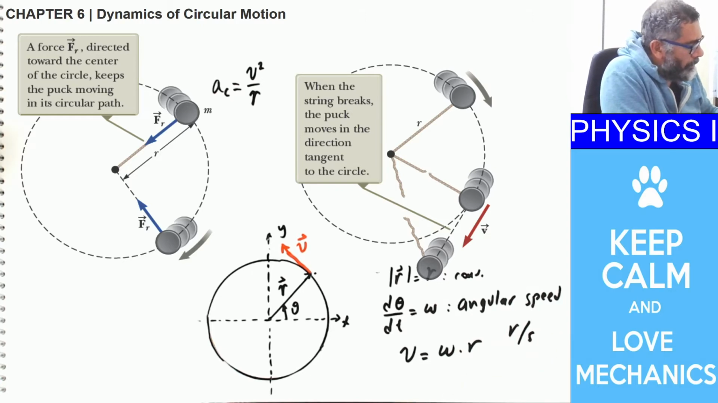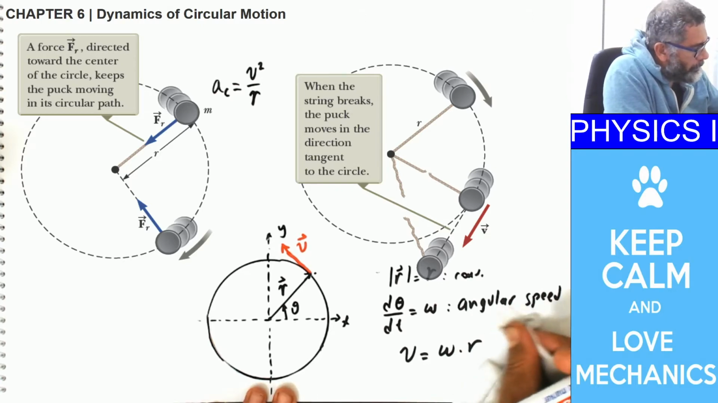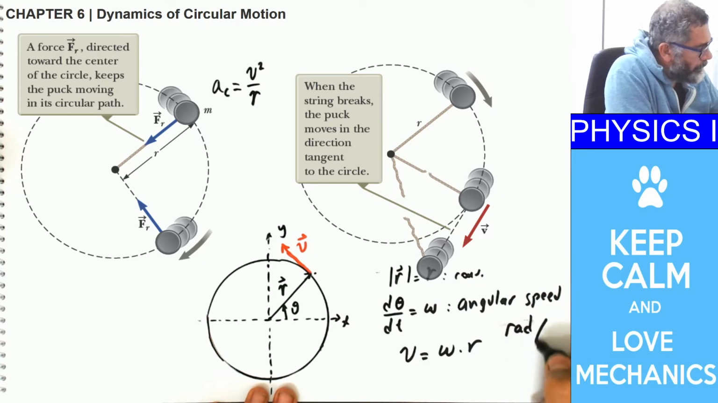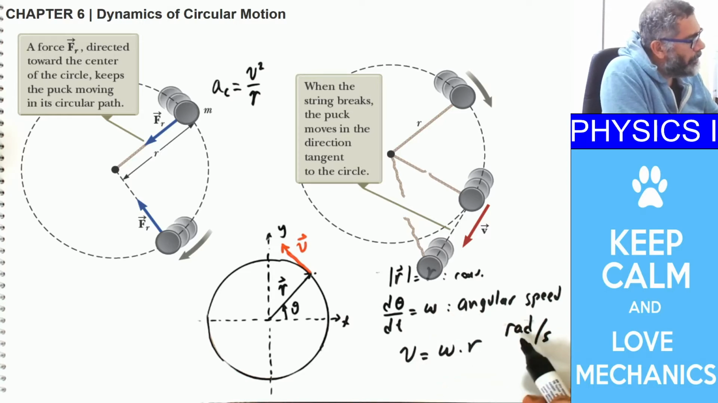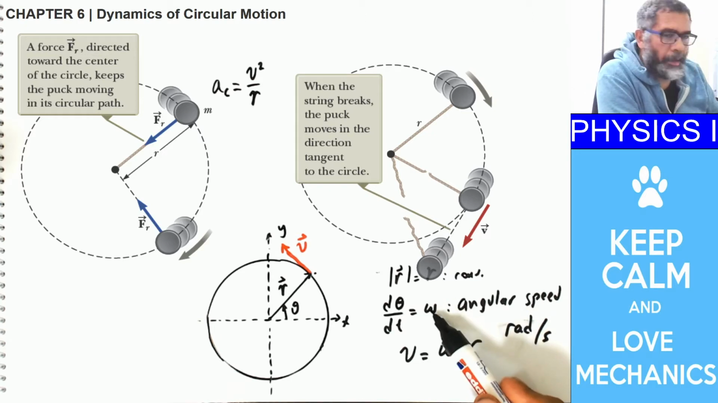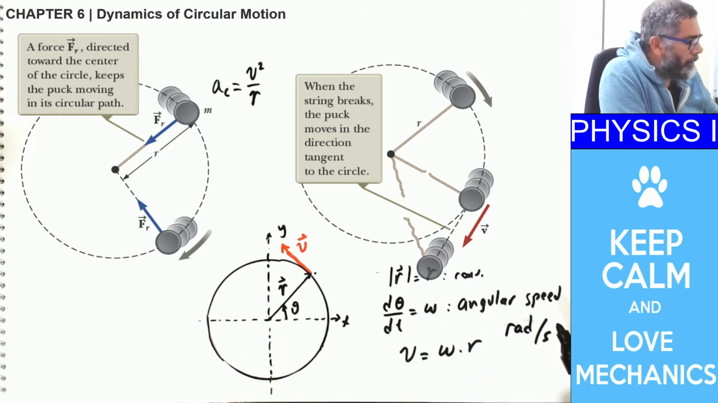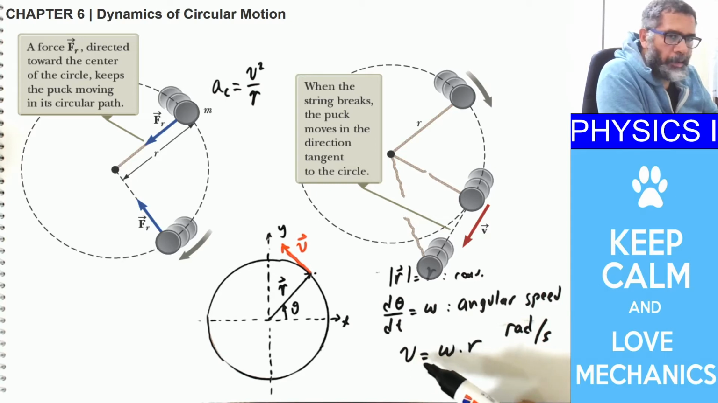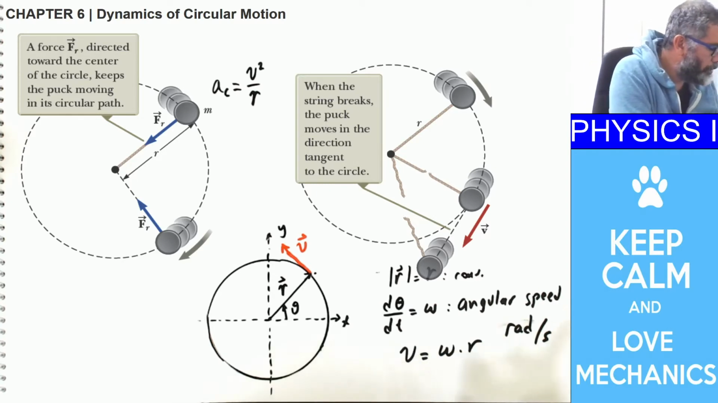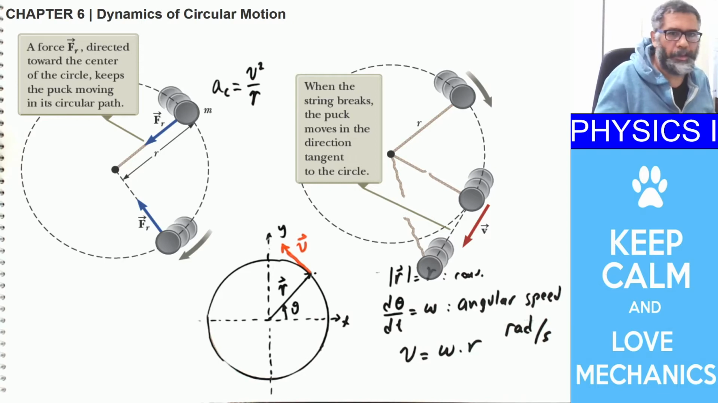Let's write this down explicitly: radian per second is the unit for omega. But you know that the radian is not a physical unit. It's just a number. So in fact, omega has units of 1/second, and multiplied by r, which has the unit of meters, the speed has the usual unit, which is meter per second.